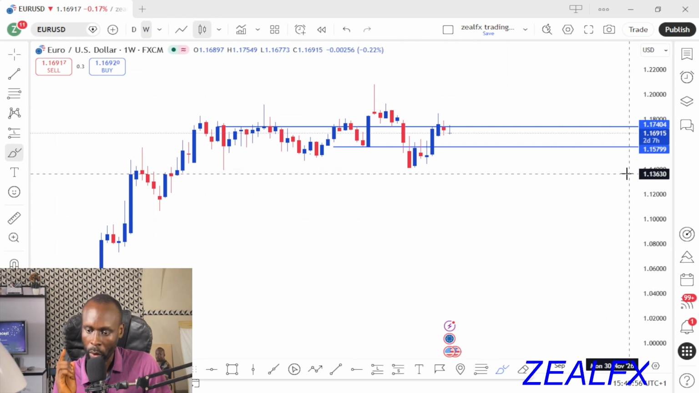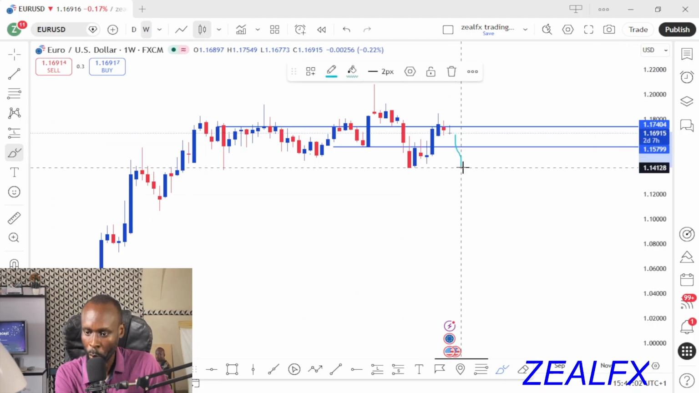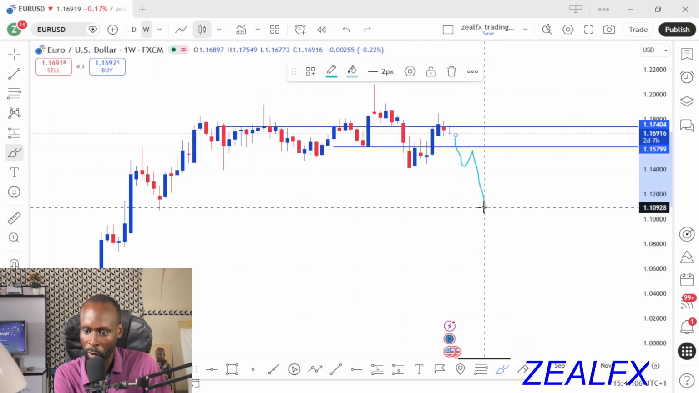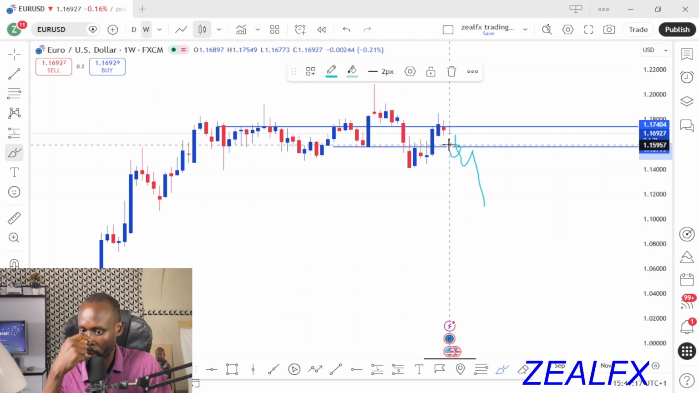But we need one move to do this big move. We need price to break below this area, then we expect a retest, then we can see the big move for the Euro USD to the downside. But our first target for the retracement on Euro USD, we are expecting price to drop to this level this coming week.